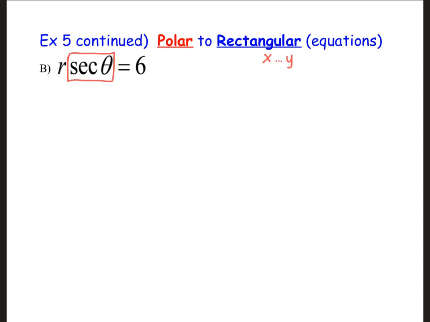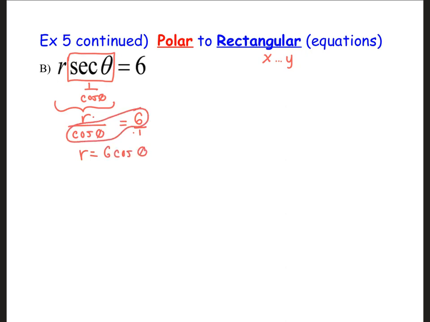So the first thing I'm going to do is rewrite this as 1 over cosine, which means that this whole left side of the equation can be rewritten as r over cosine theta equals 6. Now, looking at this equation, you can do a couple of different things. I'm going to look at it as cross-multiplying. So if I write 6 over 1, I can multiply the r and the 1 together to get r equals, and then this would be 6 cosine theta on the other side.